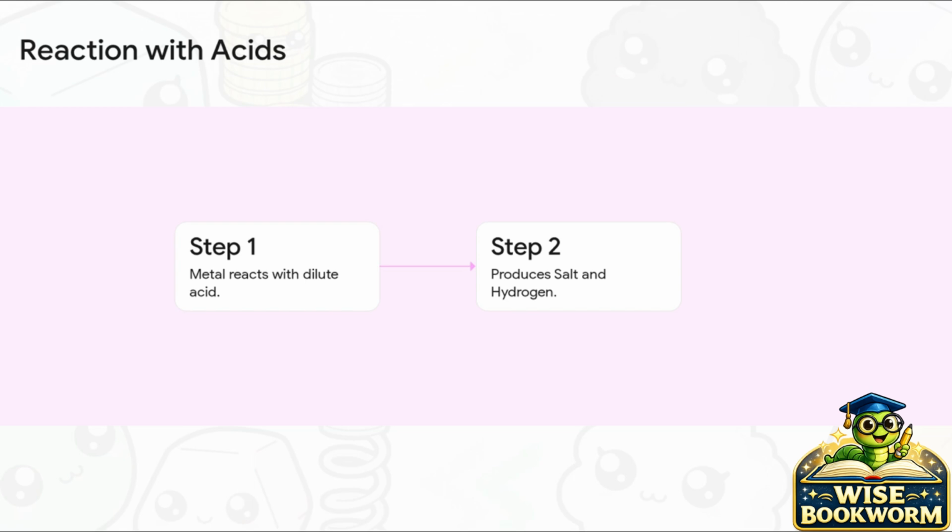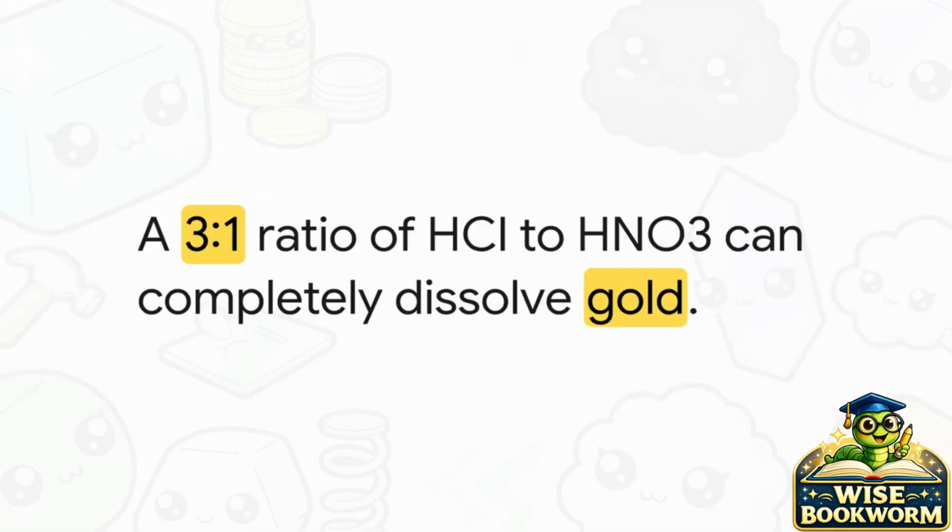No bubbles, no reaction, nothing. But here's the ultimate cheat code. I just said some metals totally ignore acids, and gold is famous for that. However, if you mix concentrated hydrochloric acid and concentrated nitric acid in a 3-to-1 ratio, you create this highly corrosive fuming liquid called aqua regia, which is Latin for royal water. This specific cocktail is one of the only reagents on the planet that can completely dissolve solid gold.